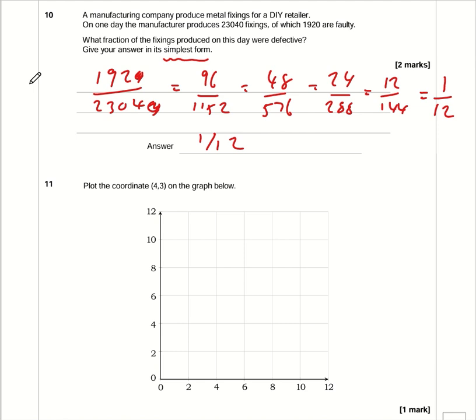If you've got a fancy calculator, you might just be able to type in 1920 over 23040 and hit the equals button, and that should take you directly to 1/12. If not, you're going to have to simplify it in stages. And you could start off by just dividing the 1920 over 23040, divide top and bottom by 2, but it's a lot quicker if you just get rid of the 0 to begin with.